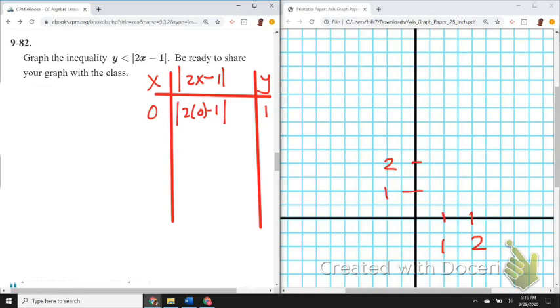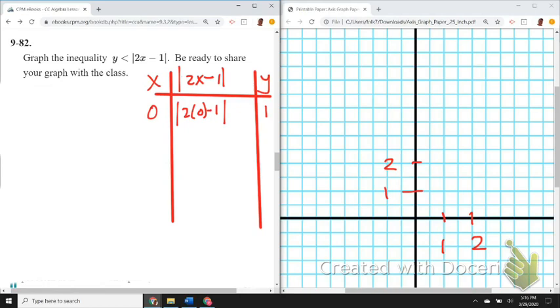So I created a t-table here. That middle column is going to be the actual algebra work. On my left column, I have my x value of 0. When I plugged it in, the absolute value of 2 times 0 minus 1. So 2 times 0 is 0. 0 minus 1 is a -1. The absolute value of a -1 is a positive 1. So you recall, absolute value is the distance from 0. Can't ever be a negative number.